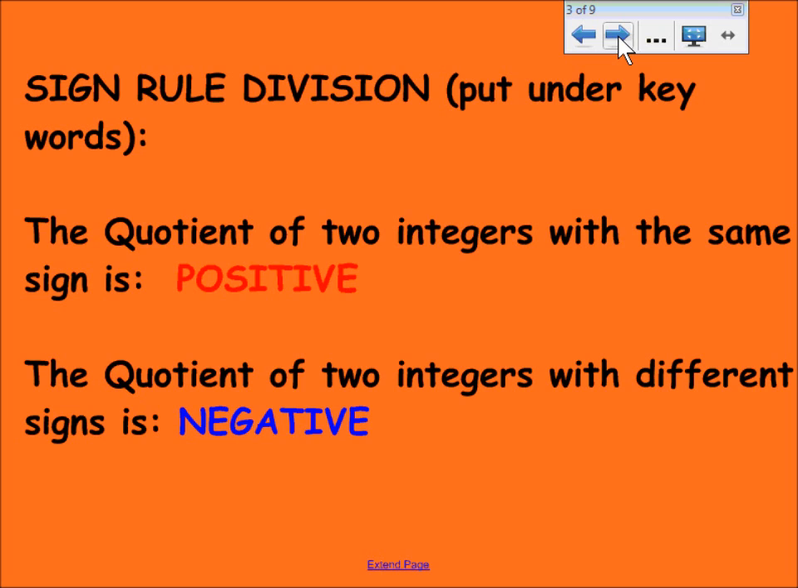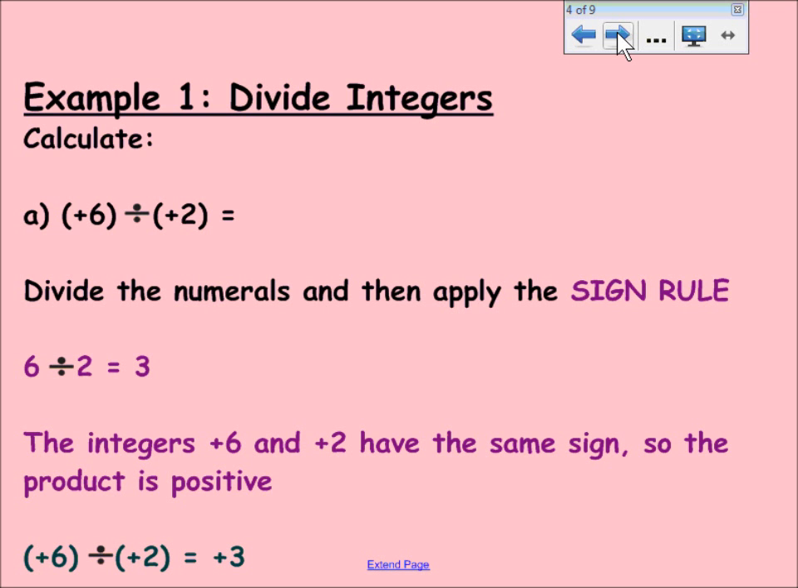The quotient of two integers with the same sign is positive. Like we've talked about before, when we have negative divided by negative, it equals a positive. If we have a positive divided by positive, we get a positive. If it's a negative divided by a positive, it equals a negative. If we have a positive divided by a negative, that equals a negative. So the quotient of two integers with different signs is negative. Different signs, negative. Same signs, positive. Just same as multiplication. So divide integers, calculate.